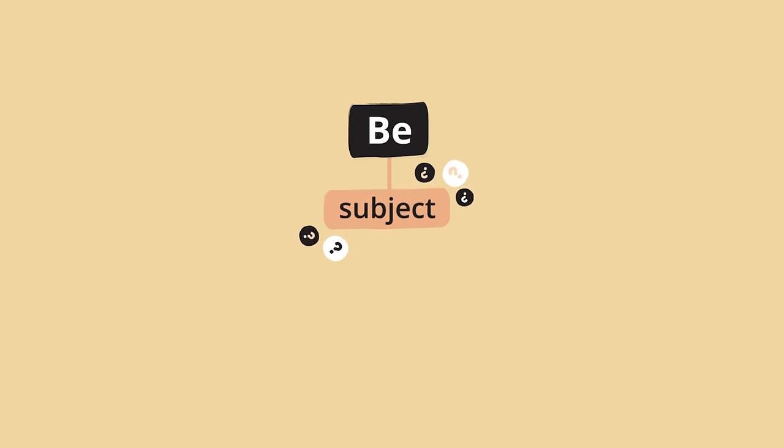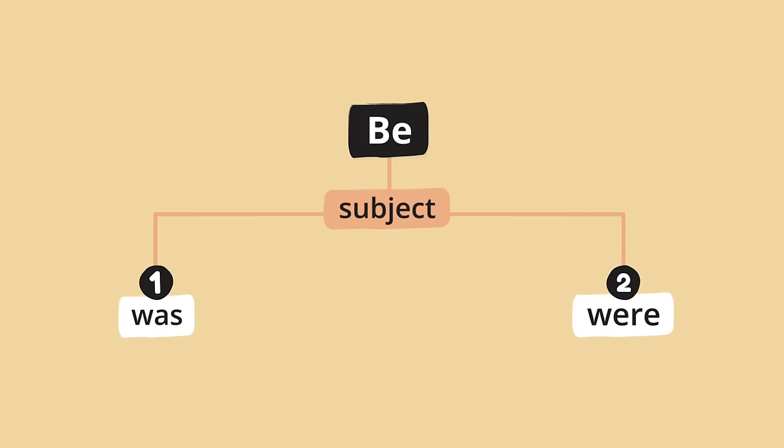Be is the only simple past verb that changes forms for different subjects. The two simple past forms of the verb be are was and were.